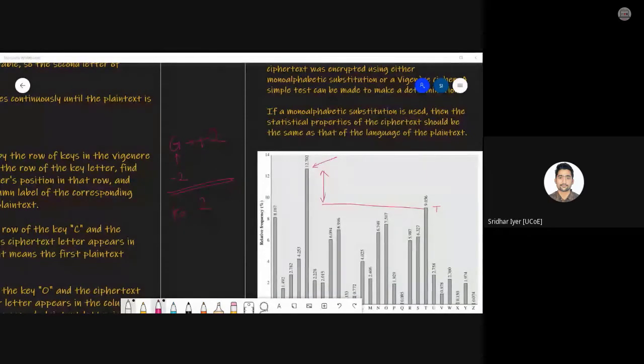Yes or no? Kindly let me know if you got this entire explanation, the simulation. So basically, if the plain text is encrypted using any monoalphabetic substitution cipher, it more or less will satisfy this particular chart you are looking at.